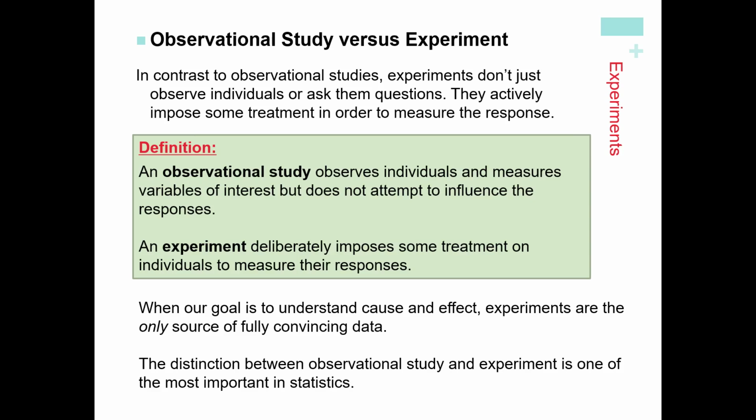When our goal is to understand causality or cause and effect, experiments are the only source of fully convincing data. The distinction between observational study and experiment is one of the most important in statistics. These are very different tools, and we use them to get very different data.